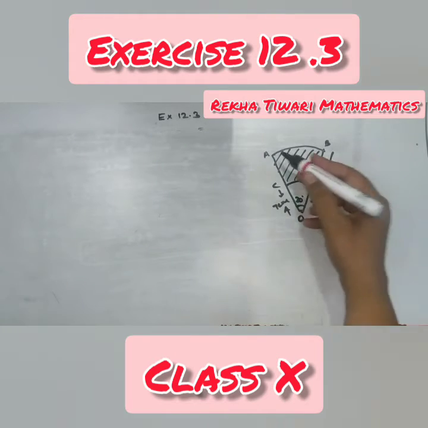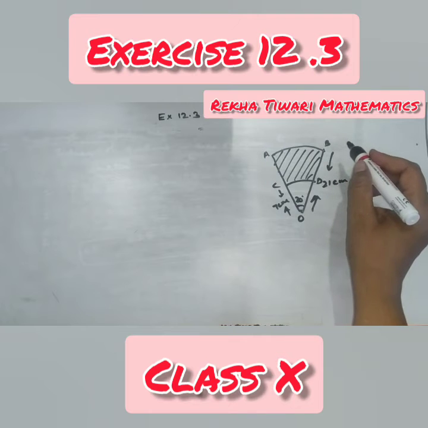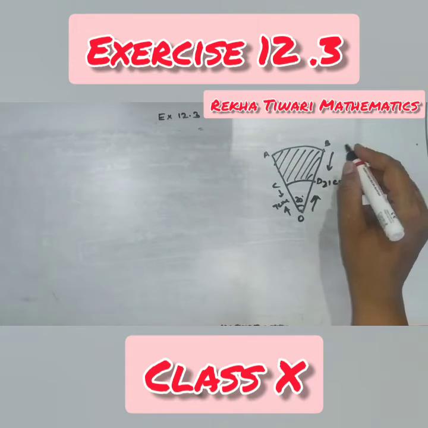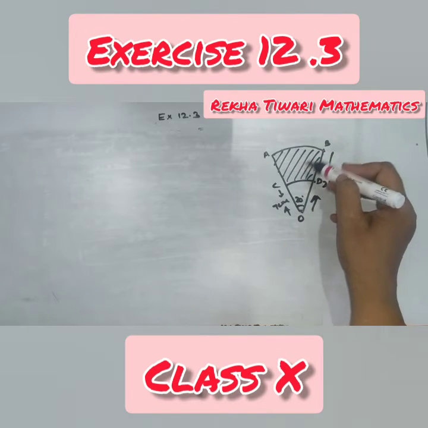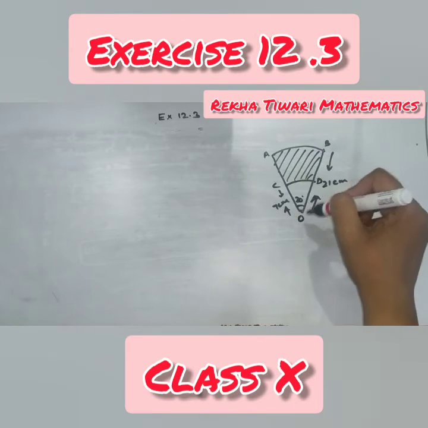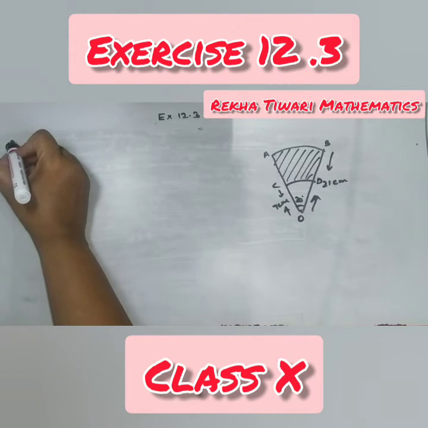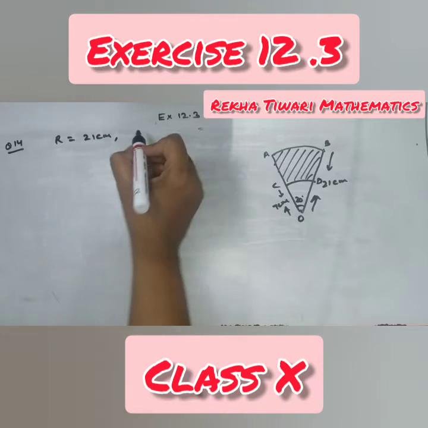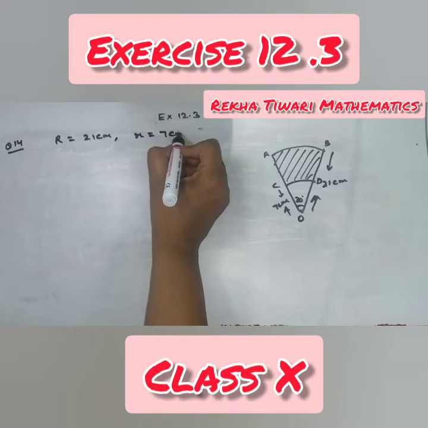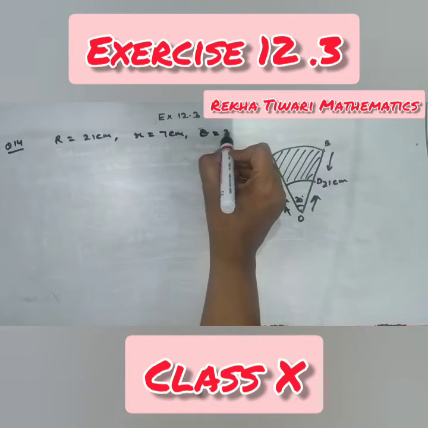Now, since this is the radius and this one is the arc, the region bounded between arc and the radii is called the sector. And this is again the sector. So, to get area of shaded region, what you have to do? Area of bigger sector minus area of smaller sector. So, in question 14, capital R is 21 centimeter, small r is 7 centimeter and theta for both the sectors is 30 degree.